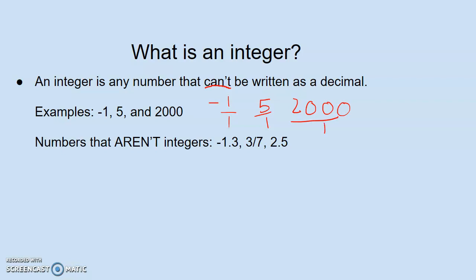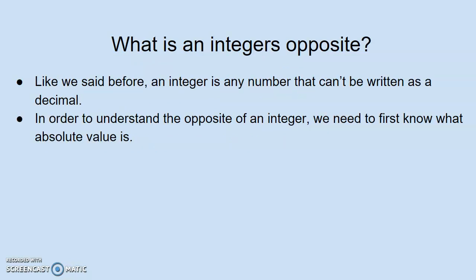So that is why an integer is a number that can't be written as a decimal, because they can be written as a fraction. And numbers that aren't integers are -1.3, 3/7, and 2.5. So all these numbers, they can be written as a decimal and a fraction. So what is an integer's opposite? Like we said in the previous slide, an integer is any number that can't be written as a decimal.